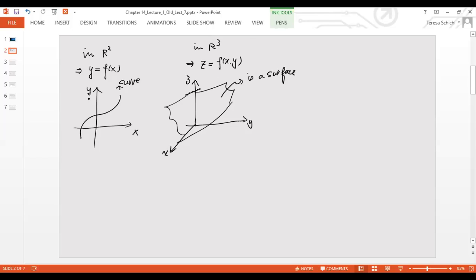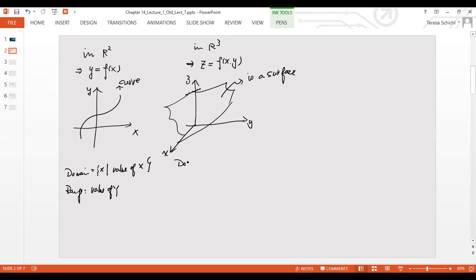So in R2, the domain we defined is the values of x, right? So the values of x that satisfy the graph, the values of x where the function is defined. Then the range is the values of y. The same thing here.